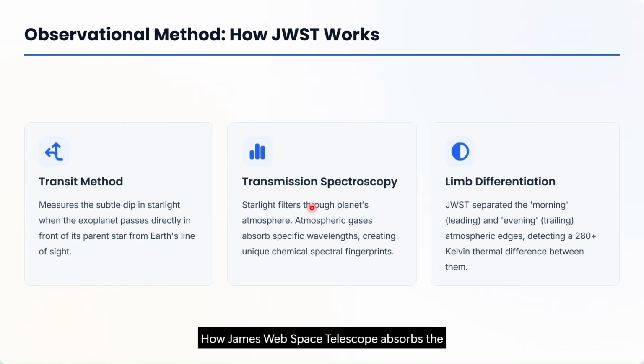How does the James Webb Space Telescope observe the atmosphere of a planet which is hundreds of light years away from us? First one is the transit method. When the exoplanet passes directly in front of its parent star from Earth's line of sight, that is from our point of view, the scientists will measure the small decrease in the brightness of the star.